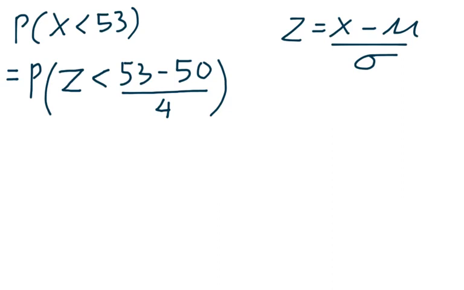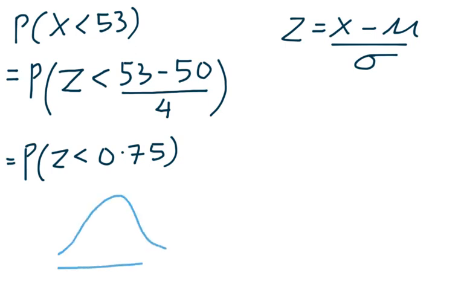So 53 minus 50, divided by 4, gives 0.75. That is our value of z, so P(Z less than 0.75). Now we have the z value, so whenever we have the z value, always draw the standardized normal distribution with the shaded area for our probability value, with the mean of 0.